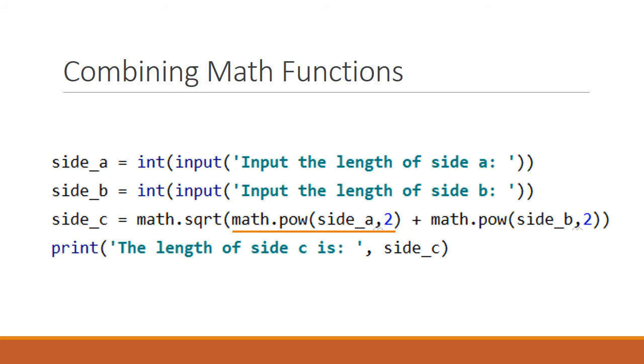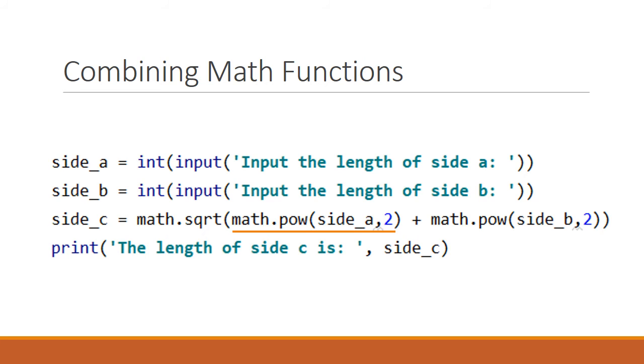First, to get the length of side A of a right triangle, we use the input function to ask the user to input the length of side A. The user enters a value, and we convert that value to an integer. Secondly, we ask the user to enter side B. We use the input statement, prompting the user to input the length of side B. The user types in an integer at the keyboard. We convert that to an integer, and we assign it to the memory location side B.